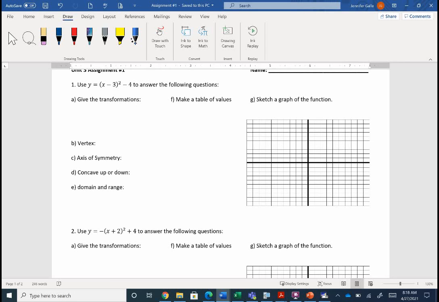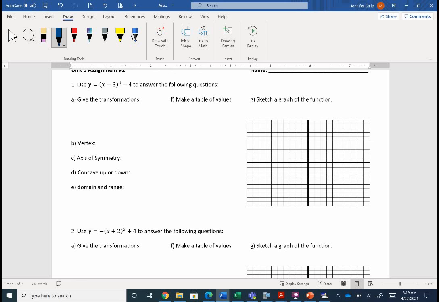What's the only thing that's going to cause my graph to open down? Which transformation? The reflection. Yeah. That negative sign in front of the squared term. So if you look at number 2, for example, on assignment 1. Oh, and it just disappeared, my circle. So the only thing that's going to cause us to open down would be that negative sign, that reflection.